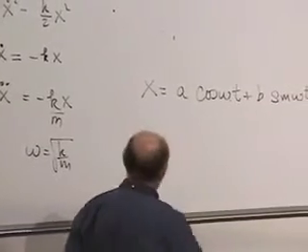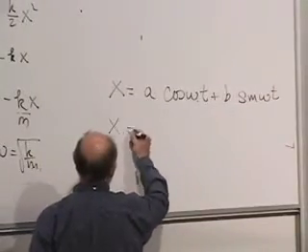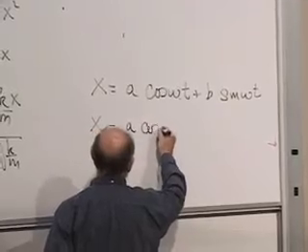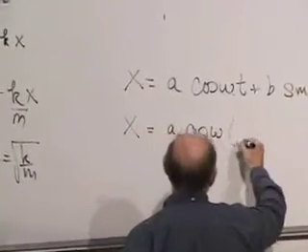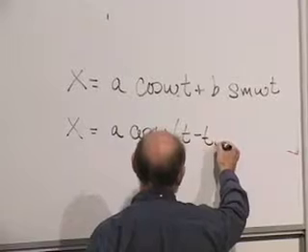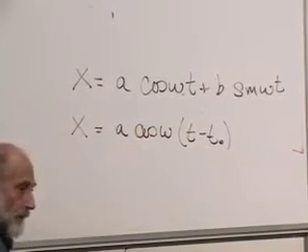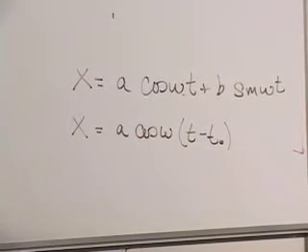There's another way to write it. You can also write it as x is equal to A times cosine of omega times (t minus t naught), where t naught is just some constant starting time.